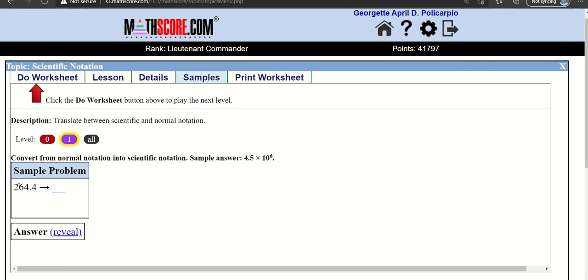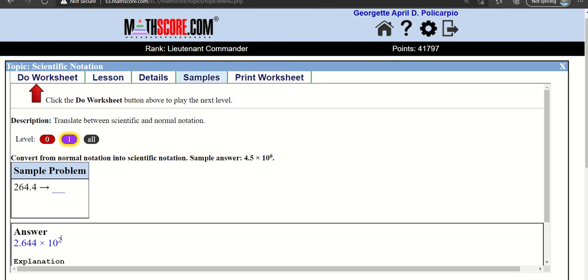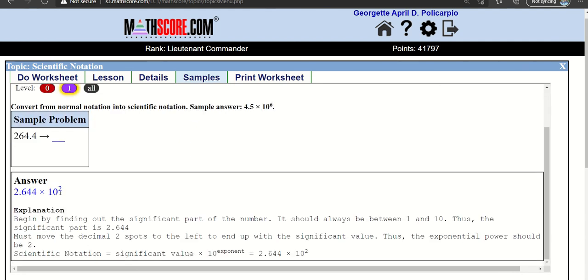Ito naman. For our scientific notation, place the decimal point after the first non-zero digit. So, it's 2.644. Now, times 10 to the, dahil 2 steps lang naman yung ginawa mo, nadaanan mo lang yung 6 at 4, so it's 10 to the second power, no? So, positive ang exponent dahil ang original number mo is greater than 10.